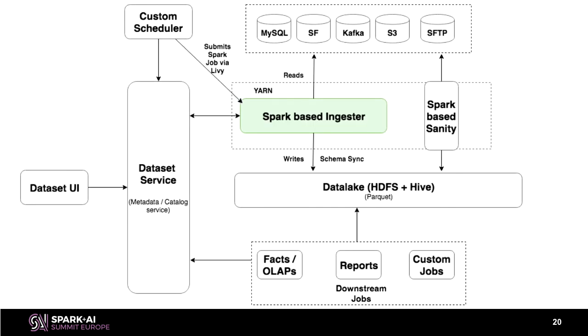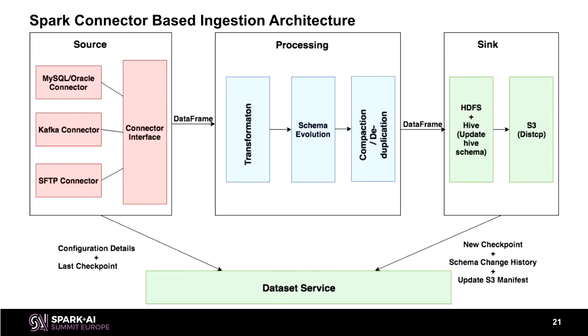Now comes the core part of this ingestion system, which is the Spark-based ingester. So let's talk a little bit in detail about this. What is it? This Spark-based ingestion architecture has 3 layers. First one is the source layer, which is supposed to read data from source. Another is a processing layer, where we do some level of processing. I'll talk about that. And finally is a sink layer.